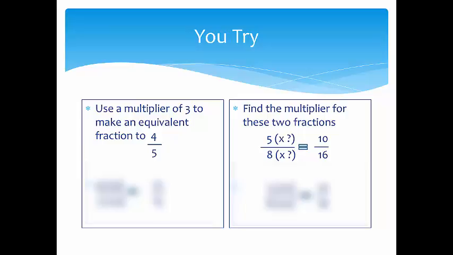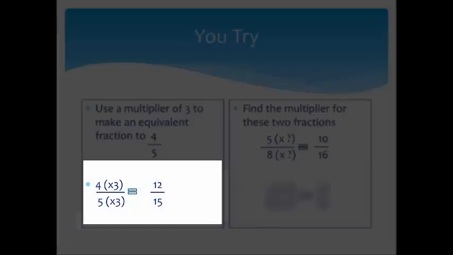Alright, let's go over the work. In the first problem, you want to use a multiplier of 3 to make an equivalent fraction to 4/5. So if I take 4/5 and multiply it by 3 over 3, remember a multiplier has to have the same number on the top and the bottom, then I get an equivalent fraction of 12/15. 4 times 3 equals 12, and 5 times 3 equals 15.